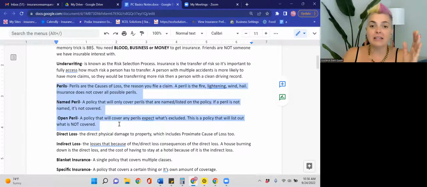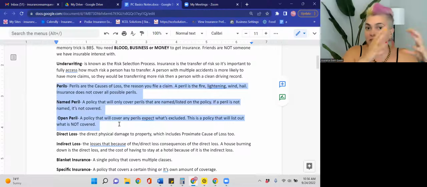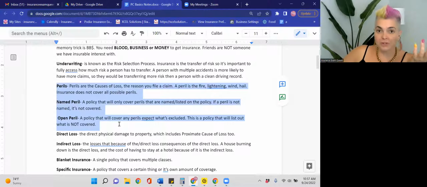So with homeowners, they base the policy not only on the perils, but also on the type of property: a single family home, a condo, an old house, and renters. Renters is weird because it doesn't quite follow the rules of a homeowner's, but it does cover all of your stuff.